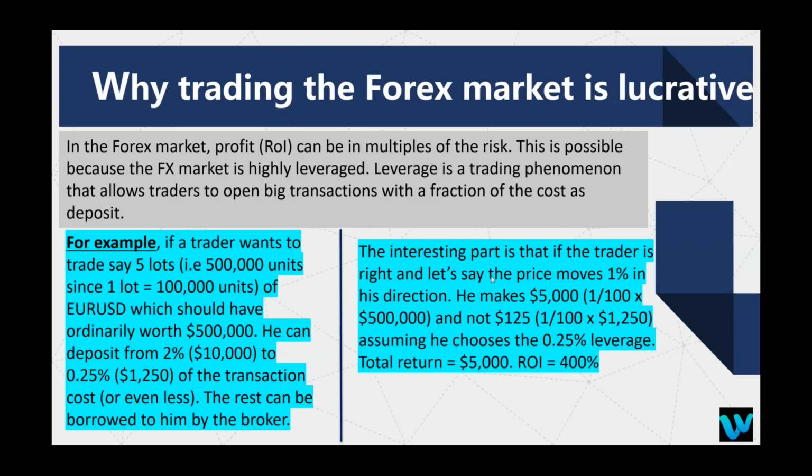In this example, the interesting part is that if a trader is right, the profit you are going to make is going to be on the money that they lend you. It's going to be on 1 million, not on the 20,000 that you deposit. So that's why the forex market is very lucrative. And we're going to still talk about leverage later.